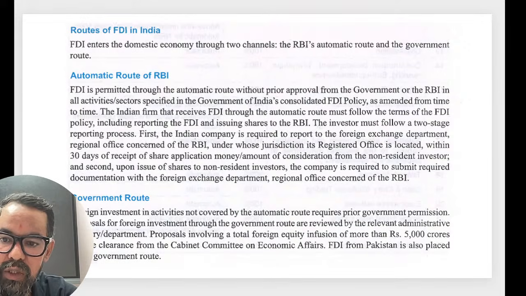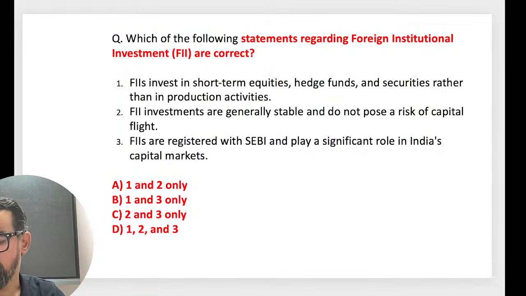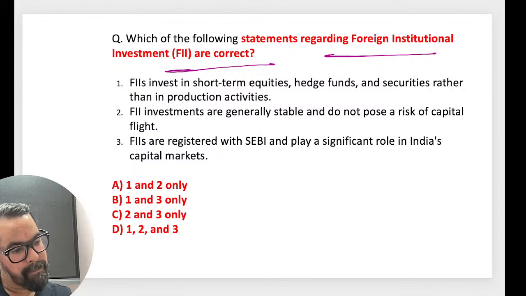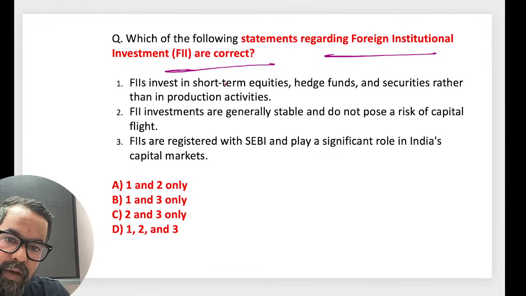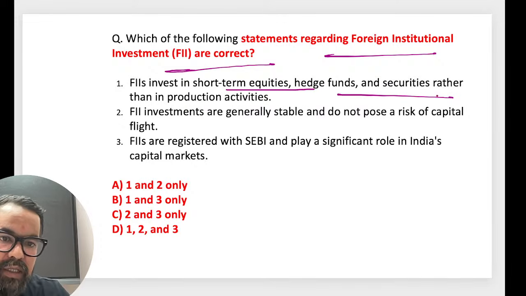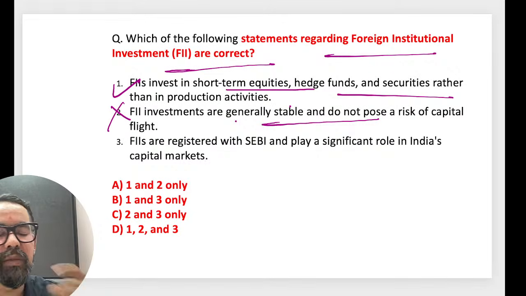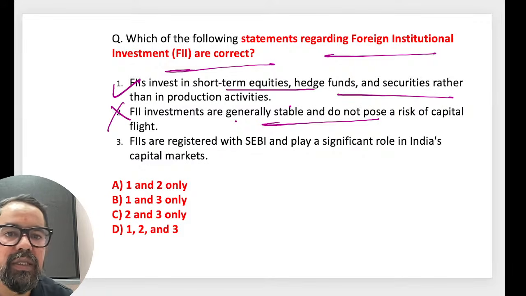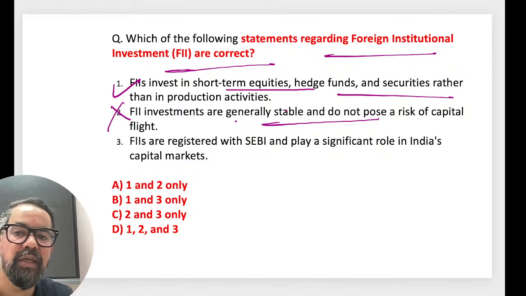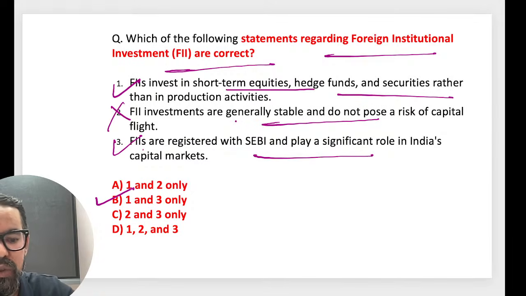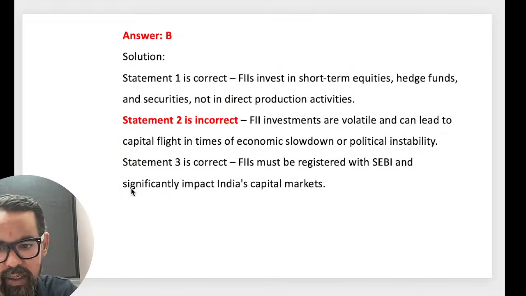All right, let's go to the next one. Which of the following statements regarding FII are correct? The first statement says they invest in short-term equities and that FII are generally stable. No, there is a risk here. They invest in equities, and whenever they think there may be a downfall in the Indian market, they can easily sell off their positions. The FII are registered with SEBI and play a significant role in the Indian capital market. So true. B will be the right answer for this one. Correct? Yes. Next one.